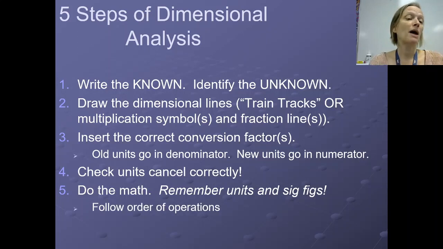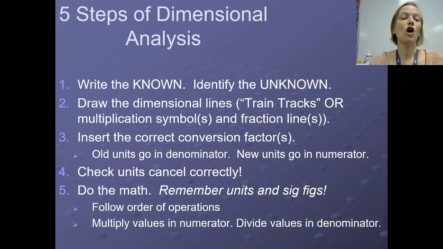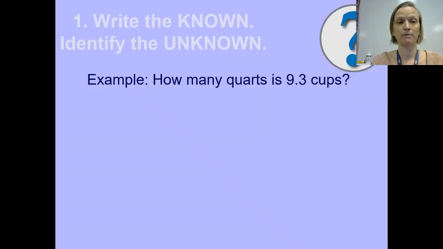It's important when you're doing the math that you follow the order of operations. You're always going to multiply values in the numerator and you're always going to divide by values in the denominator. So let's look at an example where we do each of those 5 steps one by one. How many quarts is 9.3 cups?